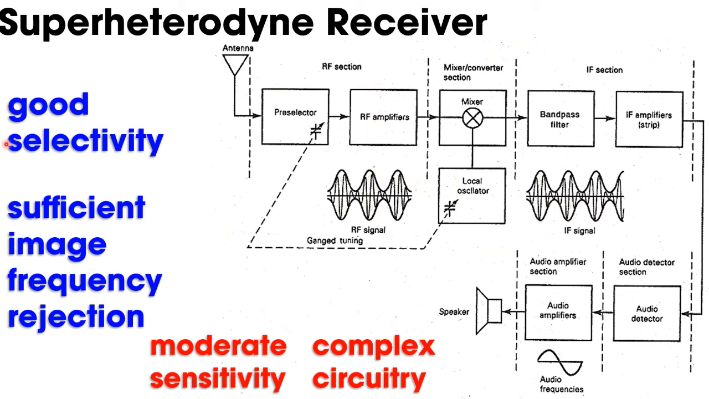Heterodyne means to mix two frequencies together in a nonlinear device, or to translate one frequency to another using nonlinear mixing. Here's a block diagram of a superheterodyne receiver. Essentially, there are 5 sections to a superheterodyne receiver: the RF section, the mixer or the converter section, the IF section or the intermediate frequency section, the audio section or the audio detector section, and then the audio amplifier section.